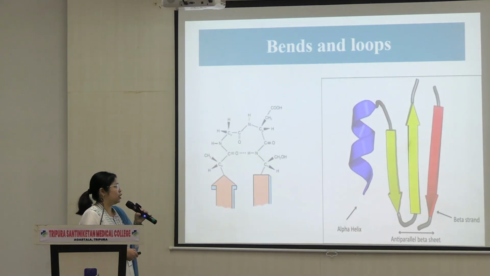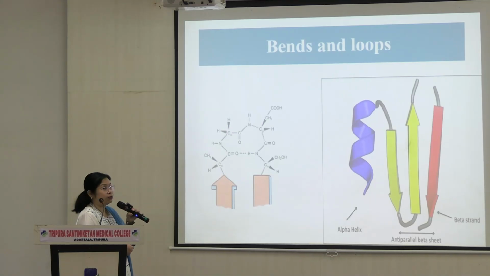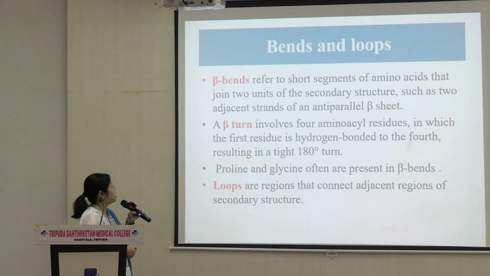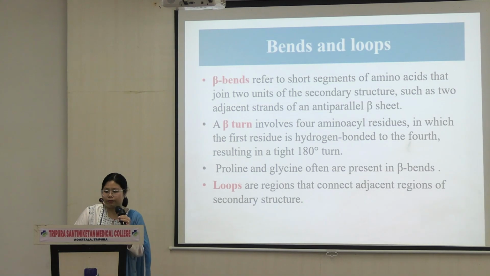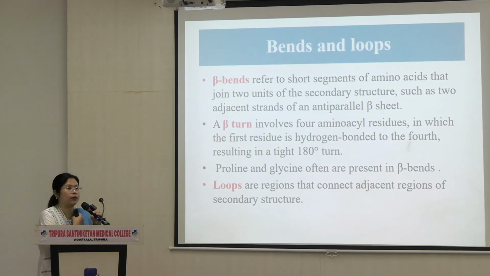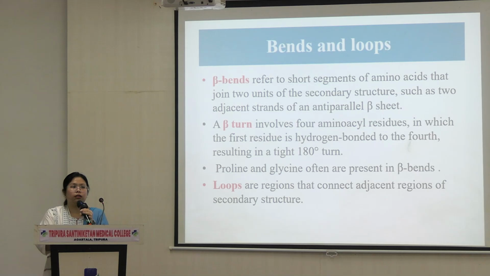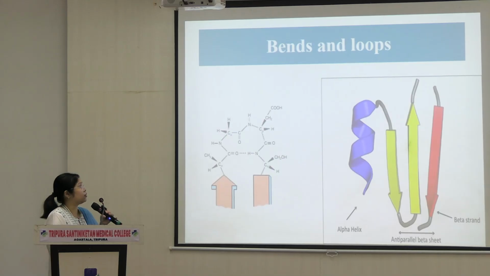Then we have bends and loops. Loops I have already mentioned; bends and turns, beta bends and beta turns can be used interchangeably. They are a sequence of amino acids, usually 4 amino acids, that attaches different secondary structures like these. These are bends. This is also a bend.